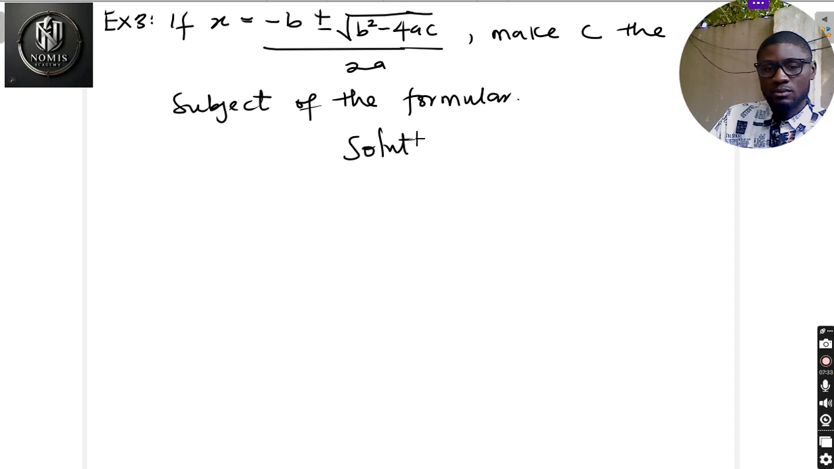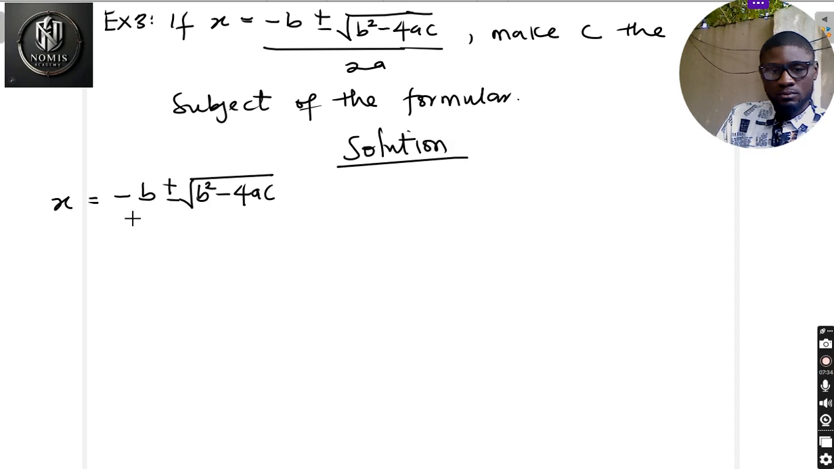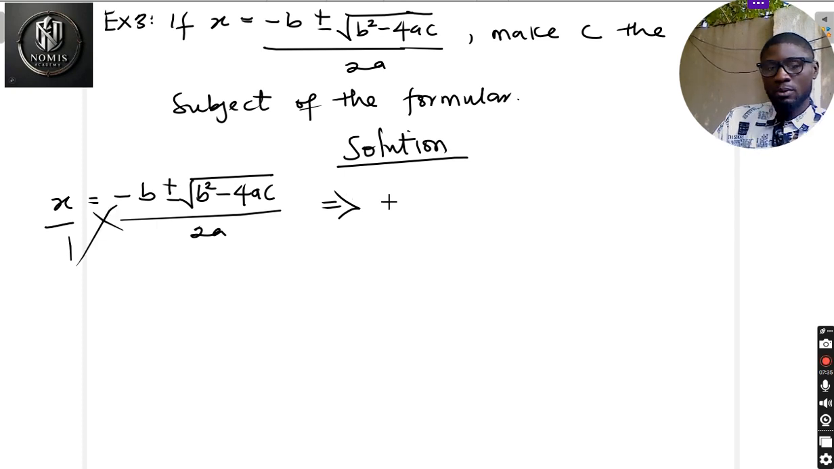So x is equal to minus b plus or minus the square root of b squared minus 4ac, all over 2a. This can be written as 2ax, because we cross multiply. So when we cross multiply, we have 2ax equals minus b plus or minus the square root of b squared minus 4ac.